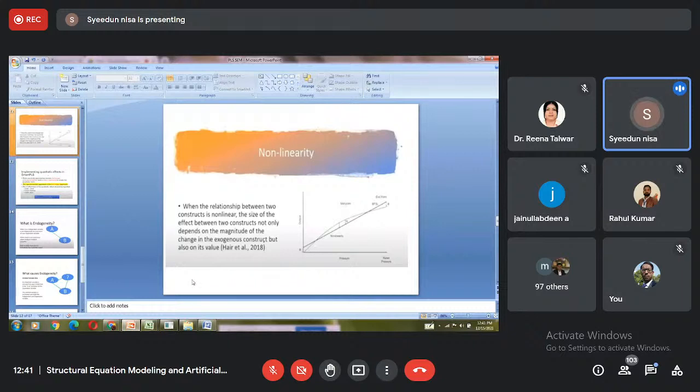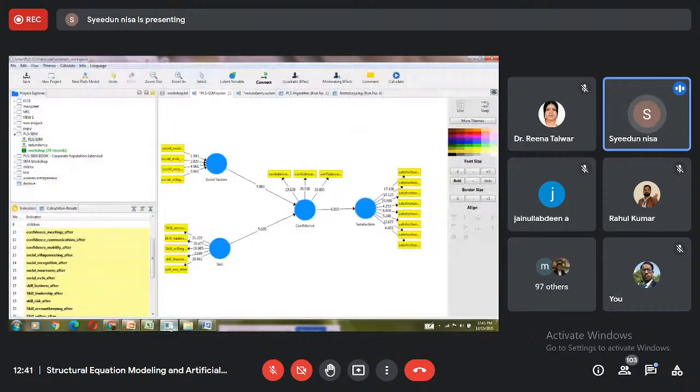So in our model, the exogenous construct and endogenous construct have been discussed: what are endogenous constructs and what are exogenous constructs. Sometimes we use exogenous interchangeably with independent variable and endogenous with dependent variable. But the basic definition is that the value of an endogenous construct depends upon the exogenous construct, but the value of the exogenous is not dependent on another construct, maybe some external factor. So here we have satisfaction as an endogenous construct. For satisfaction, skills are a factor; confidence is also endogenous. For confidence, social factors and skills are exogenous factors.